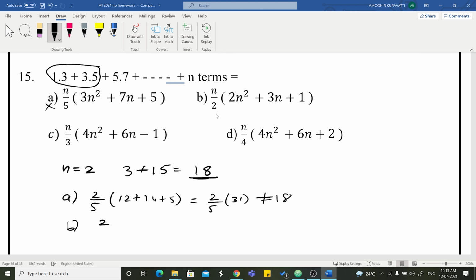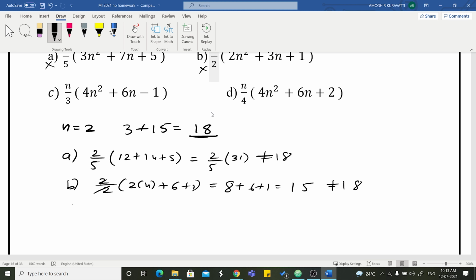Put n is 2. 2 by 2, 2, n square, 2 square 4, 3 into 2 is 6, plus 1. 2, 2 cancel, 8 plus 6 plus 1, 14 plus 1, 15. Which is not equal to 18. So option B is wrong. Take option C.